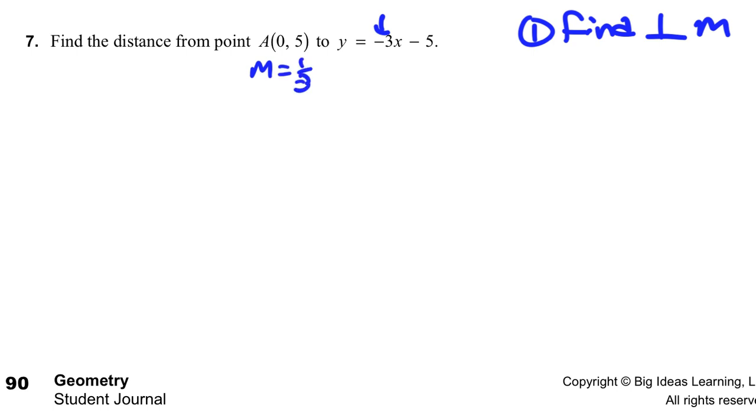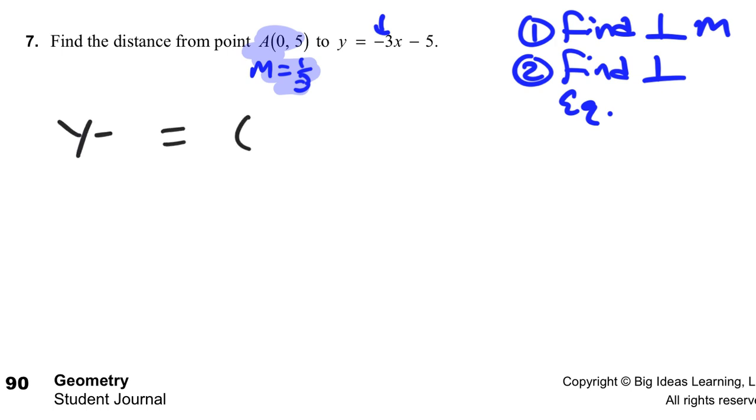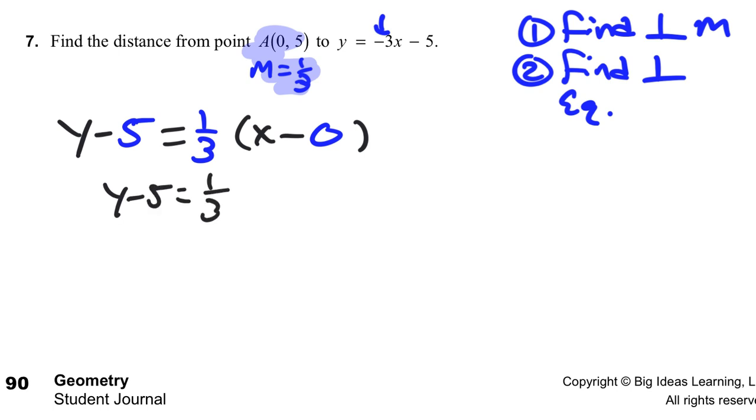All right. Second thing is now I want to find the perpendicular equation using our point slope form. So I have a point and I have a slope. So we're going to use our point slope form. I'm going to set this up with a little template. Y minus my y value equals my slope times x minus my x value. Let's plug in our values. The y would be 5, the slope is 1/3, and the x is 0. So we're going to do some cleanup here. We get y minus 5 equals 1/3 x. 1/3 times 0 is 0. I can add 5 to both sides. So I get y equals 1/3 x plus 5.